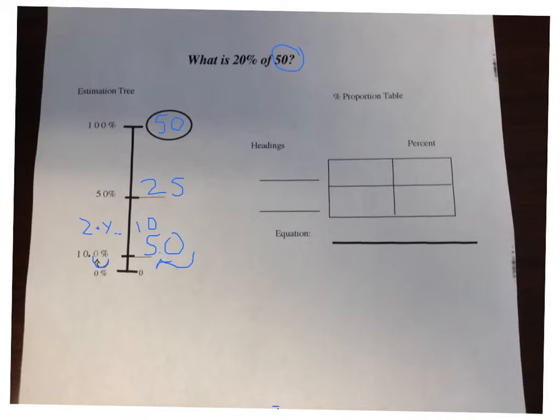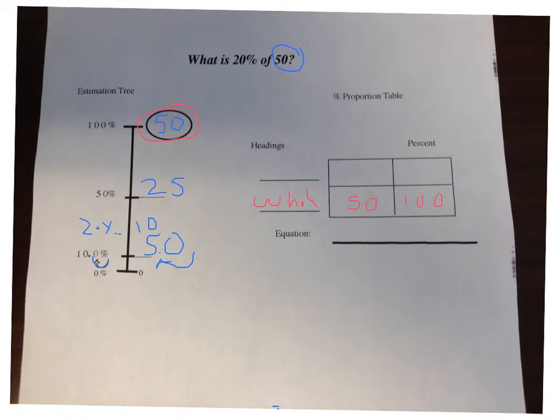Now, if these numbers were a little bit harder, it would be hard to use exclusively the estimation tree. I'm going to show how to use these numbers within the proportion table now. Okay, we identified the whole as being 50. So the whole here is 50. In terms of a percent, a whole is 100, because percent means out of 100.